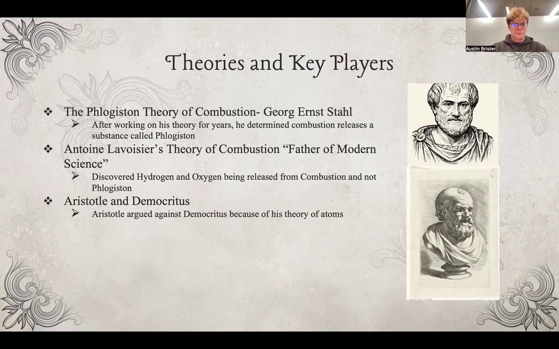So the first theory I'm looking at is the phlogiston theory of George Ernst Stahl, which was worked on for many years and became the popular belief at his time, until Antoine came along with his theory of combustion, who is also known as the father of modern science in modern day terms. Aristotle and Democritus, we obviously know Aristotle. Now Democritus was another philosopher near the time of Aristotle who thought about his theory of atoms. So now that I have everything laid out, here's the rest of my presentation.